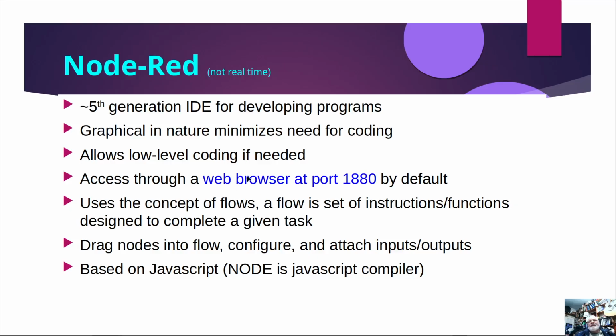So you can access it either from, like if you're using a Raspberry Pi, from the GUI on the Raspberry Pi, or from your Windows machine across the network. You just open up a web browser, connect, you have to know the IP of the device, and then you also need to know the port number.